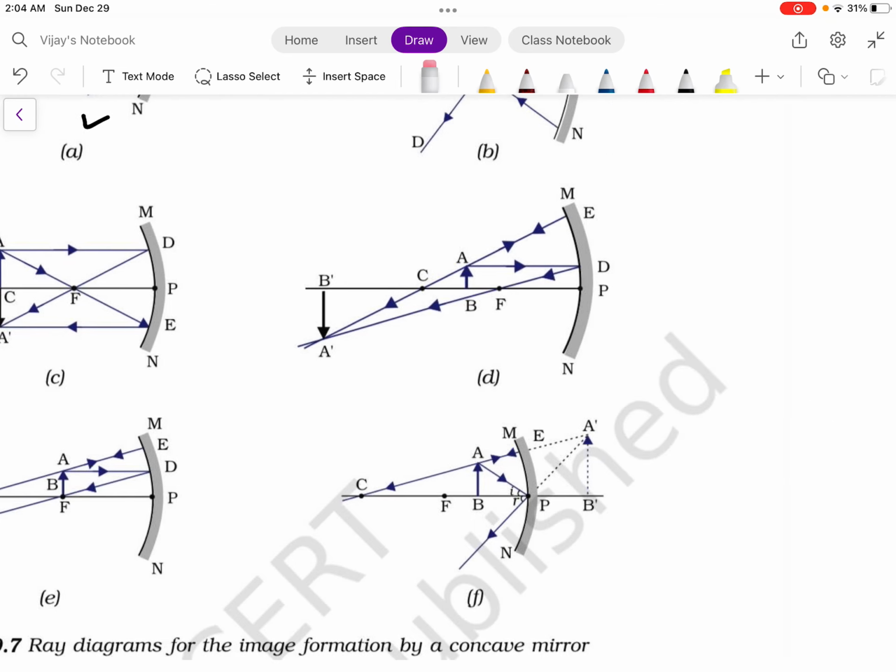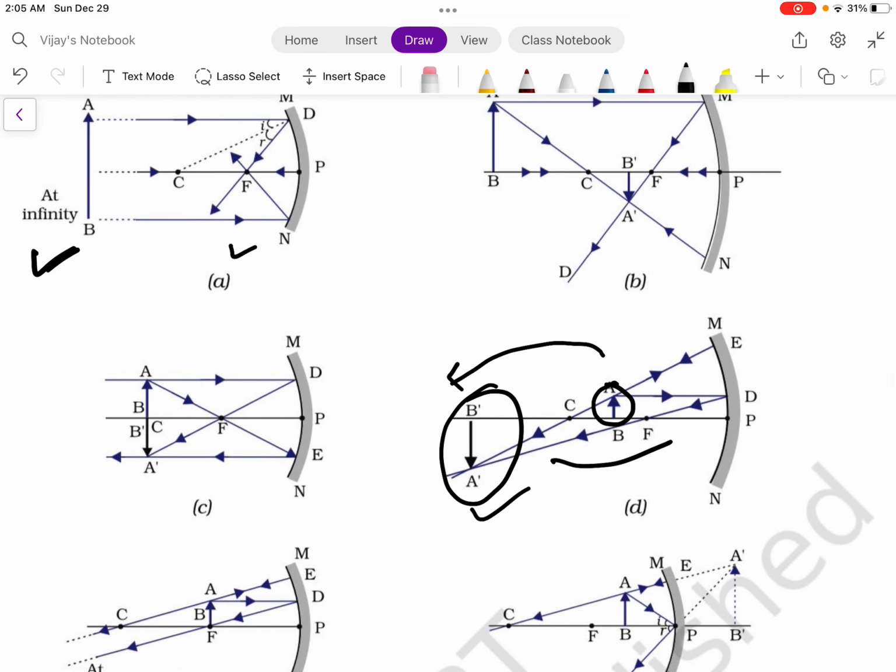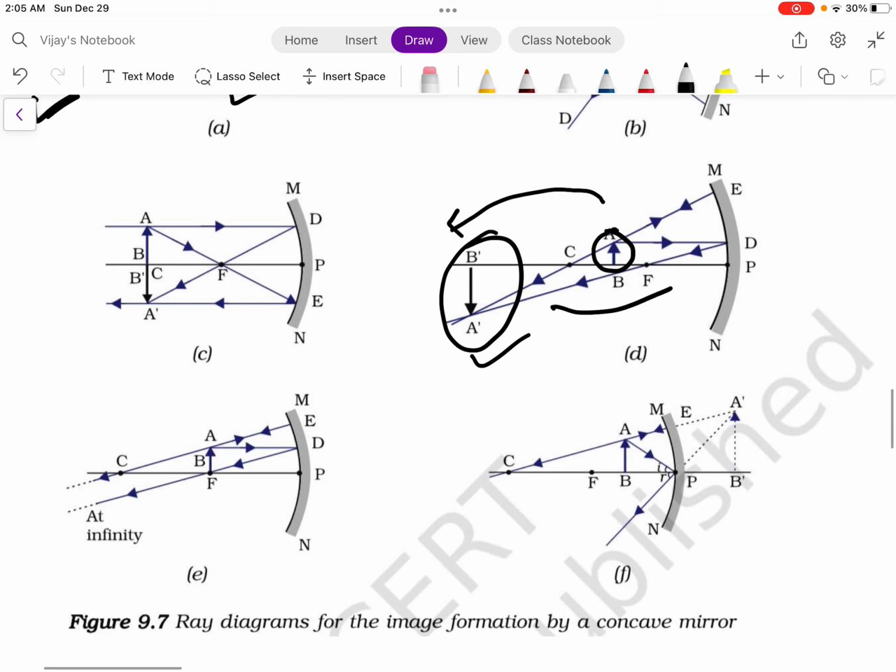Next, you can see I have kept the object between C and F. When I kept the object between C and F, the image is forming beyond C. And you can see the object height is small, whereas the image height is very big. So I can see that the image has enlarged. Again, this is a real and inverted image. So you can see that I am moving closer to the pole. Now I have kept the object here between C and F.